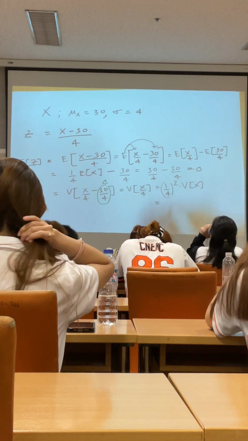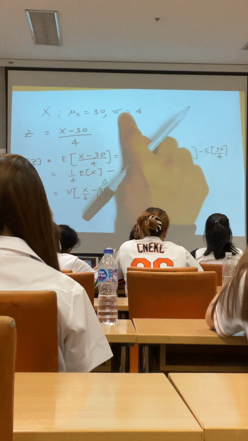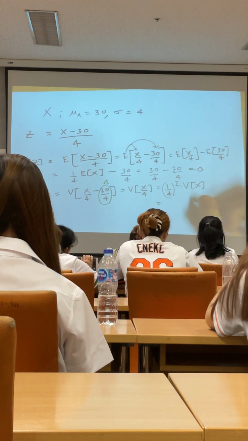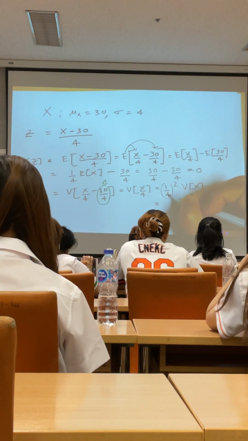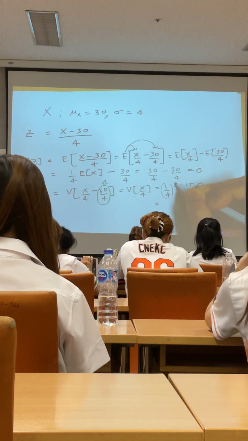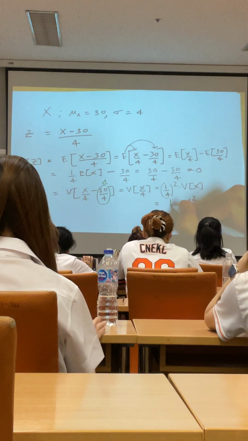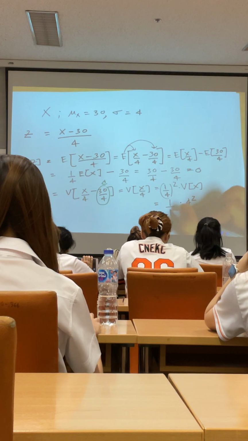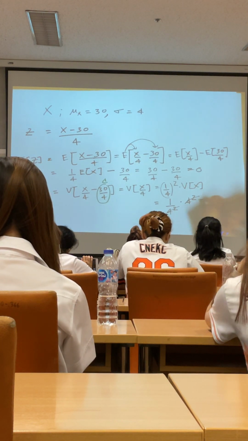Now, what is the variance of x? The variance of x is the standard deviation squared. So it's 4 squared, right? Now we have 1 over 4, everything squared, but 1 squared is 1, and 4 squared is 4 squared, so we have 1 over 4 squared. So you can see that cancels out, and we have 1.